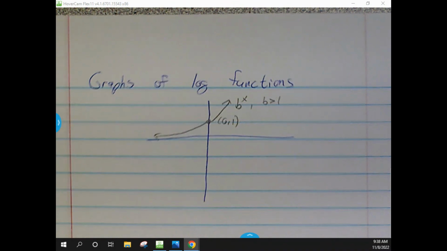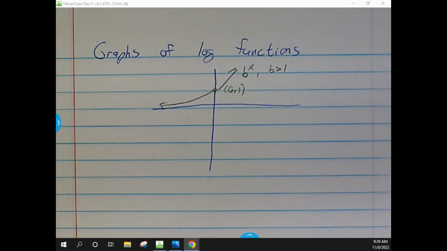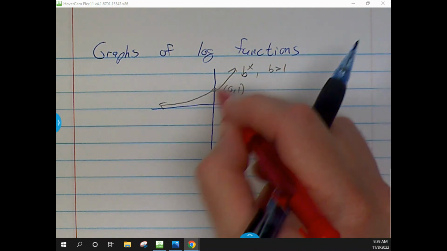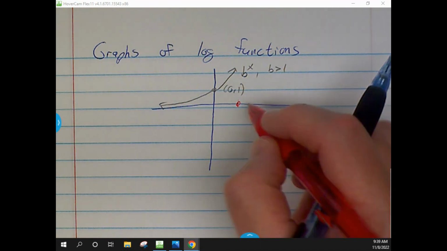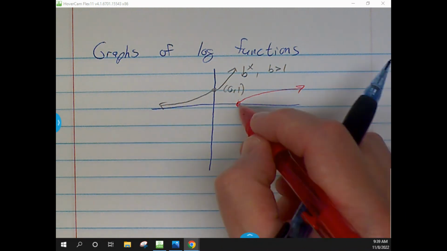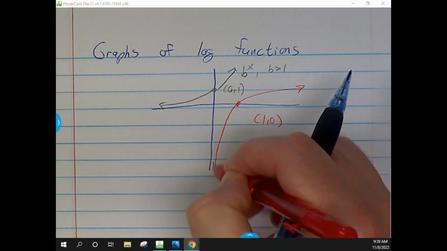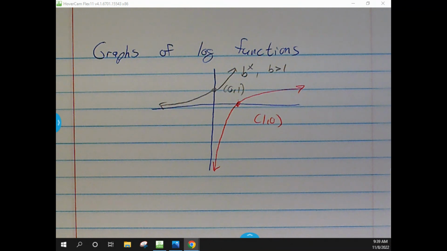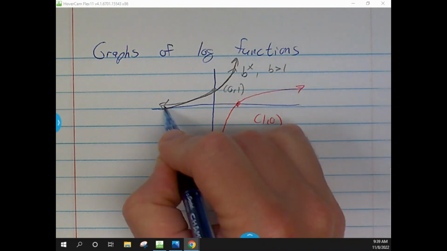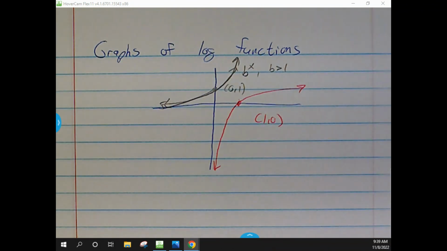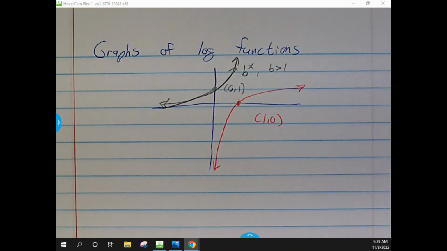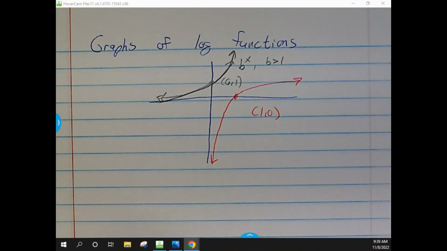So if we do the inverse of it, instead of going through 0, 1, we're going through 1, 0. And instead of chasing up the y-axis, now we're going to chase up the x-axis. And instead of bottoming out on the x-axis, now we're going to bottom out on the y-axis. So it's the same graph as yesterday, but it's inverse. It's flipped around. Instead of going up the y-axis, now we're going to go up the x-axis. Instead of 0, 1 as a reference point, it's going to be at 1, 0.